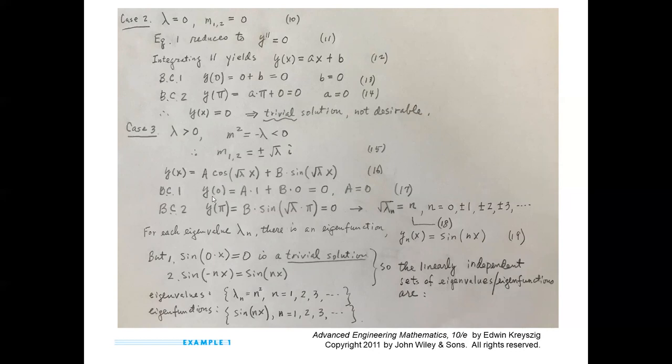And then we apply the boundary condition at X equals zero. We found A equals zero. When we apply the second boundary condition, we have sine evaluated at square root of lambda times pi equal to zero. This is the equation which allows us to find lambda. What can be the lambda values? We say the square root of lambda times pi has to be either 0, positive, negative 1, positive, negative 2, etc.